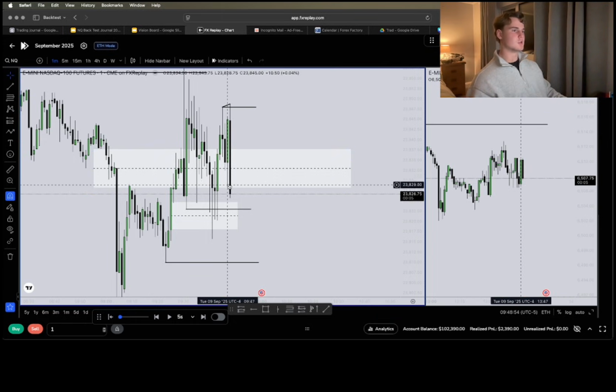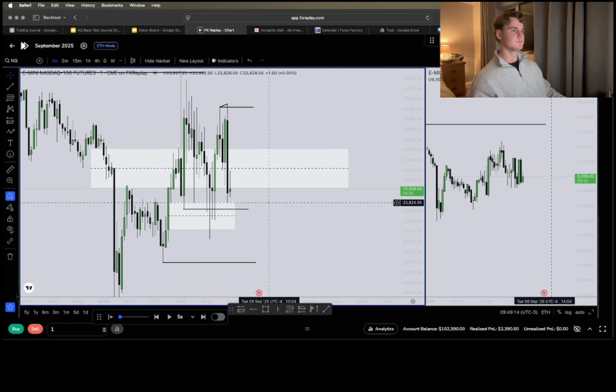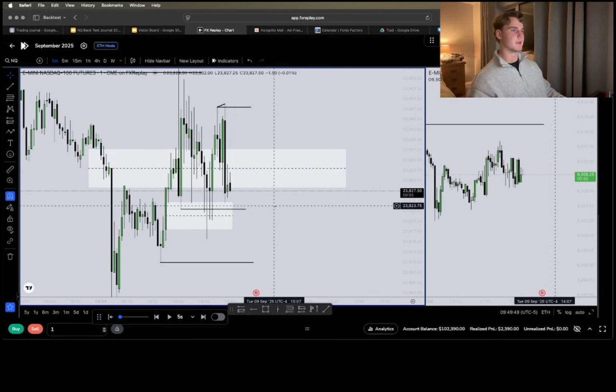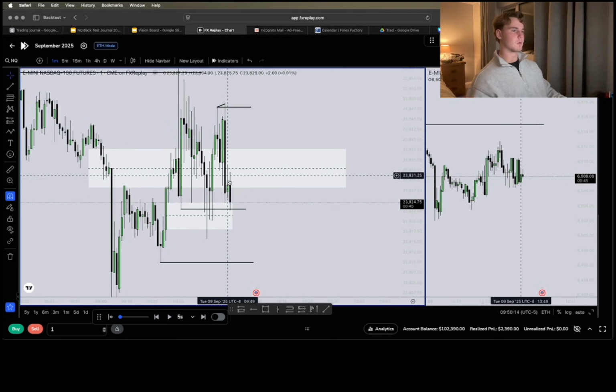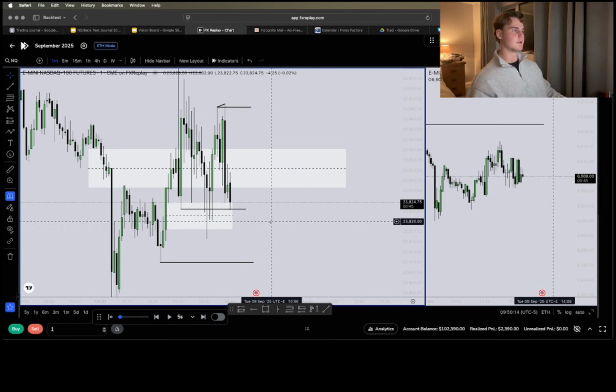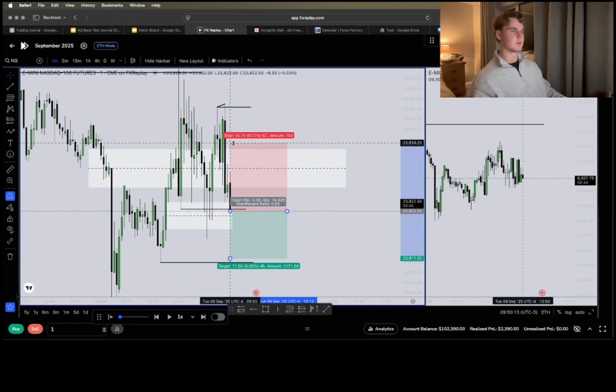I want to see the closure below this wick lower. That's not convincing enough to me. We do see the rebalance into the order block. We're starting to displace lower again. Now, I want to see immediate displacement. Okay, we're displacing. That's perfect.